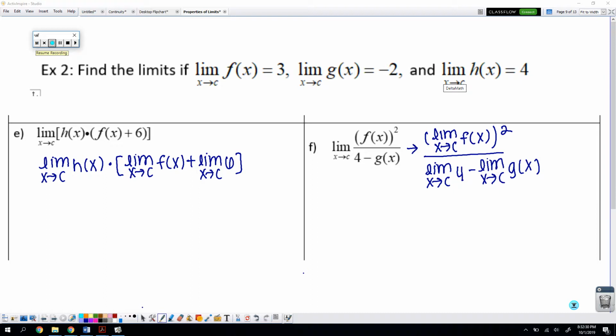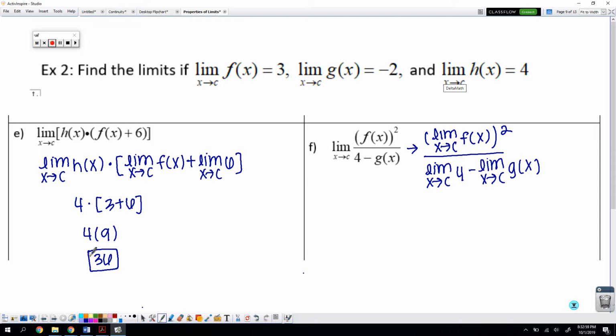Alright, so now we have them rewritten. So for letter E, the limit for h of x is 4 times, and then these brackets are kind of important here so that we know that we're going to do the addition first. So f of x is 3. The limit as x approaches c of 6 is just a constant, so it's just 6. So we have to do 4 times 9, which is 36.